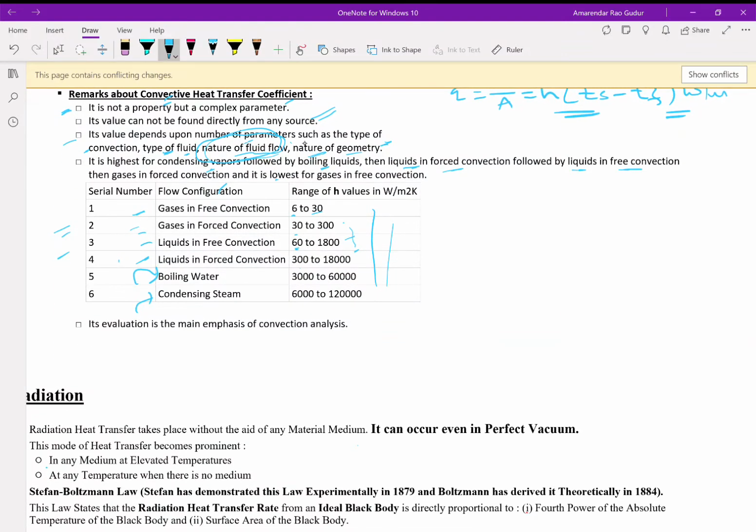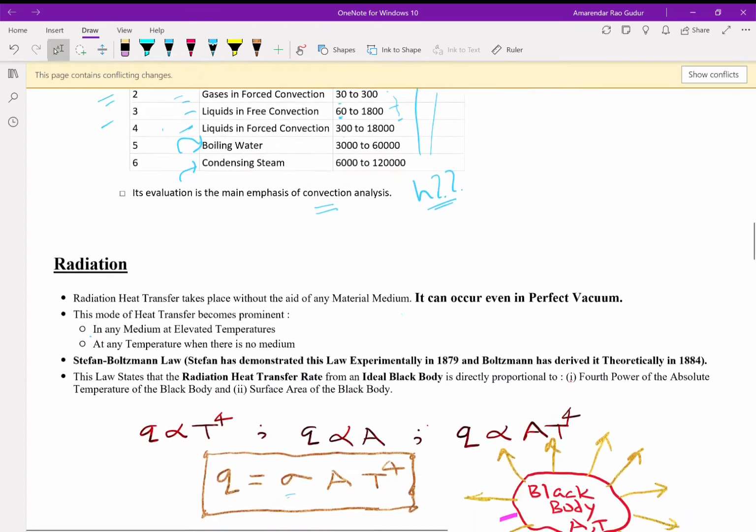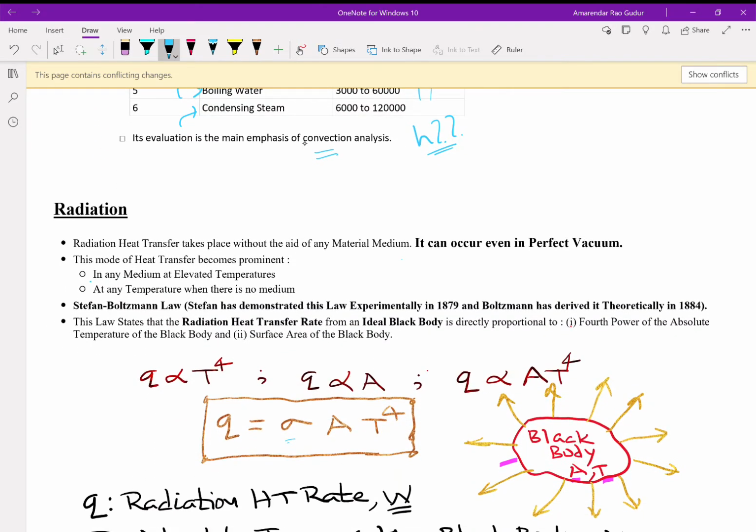Its evaluation would be the main emphasis of any convection analysis. So our main aim is to get h using different procedures, which will be ventilated when we talk about convection. Now let us switch over to the rate equation for radiation.